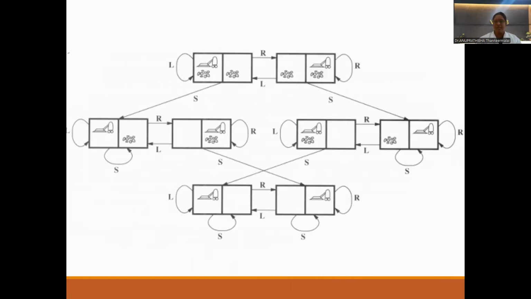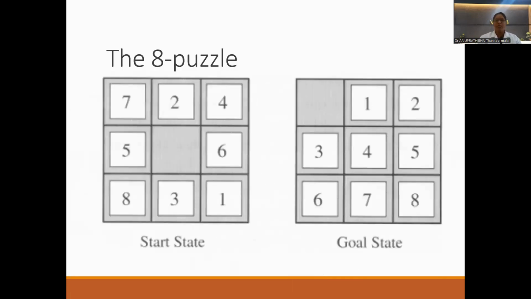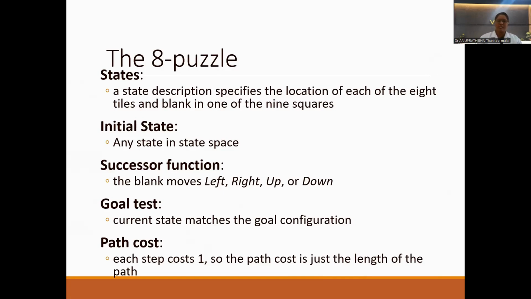So this is like a map of how you are going to move from left to right, or suck the dirt. Based upon the position of the vacuum cleaner, we can make the move. Next, in the 8-puzzle problem, we arrange tiles from 1 to 8. In the start state you have a shuffled state, and in the goal state you have to arrange the numbers. The state description specifies the location of each of the 8 tiles and the blank in one of the 9 squares. The initial state is any state in the state space. Successor function: the blank moves left, right, up or down. The goal test is whether the current state matches the goal configuration, and the path cost is that each step costs 1, so the path cost is just the length of the path.